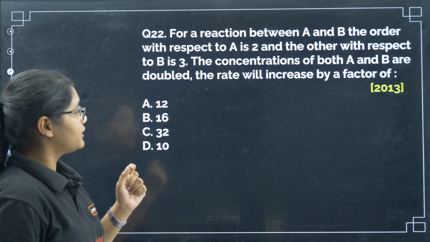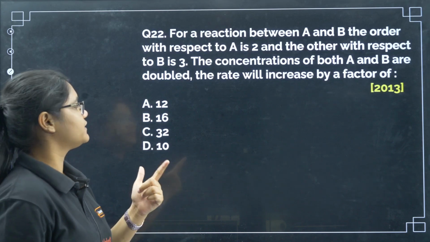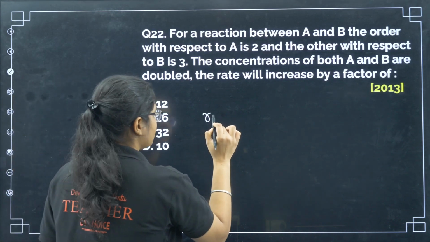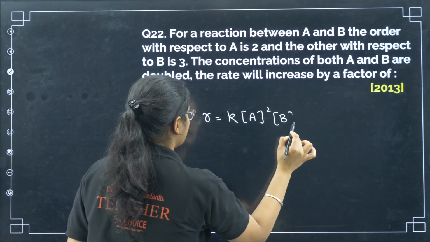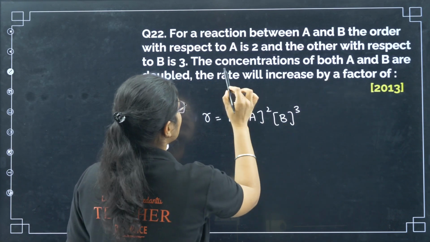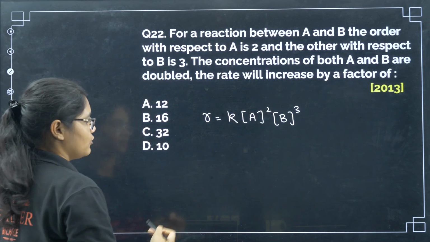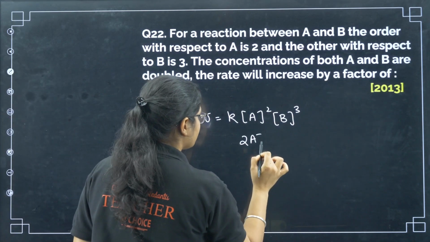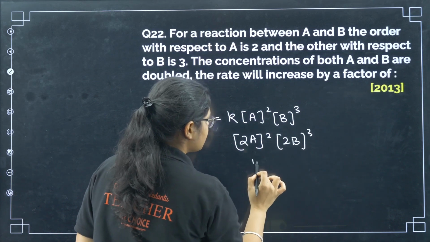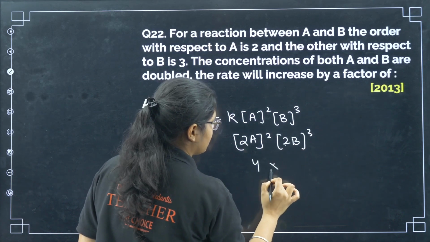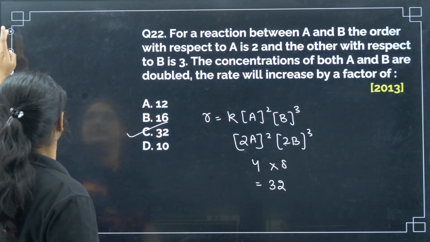Next, for a reaction between A and B, the order with respect to A is 2 and the order with respect to B is 3. So I have rate R = K [A] square [B] cube. Next, if the concentrations of both A and B are doubled, the rate will increase by a factor of. So this one will become 2A square and this one will become 2B cube, right? So 2 2s are 4 and here 2 3s are 8, 4 times 8 is 32. So it will increase by 32 times, option number C here.